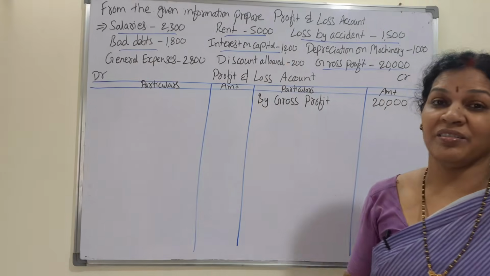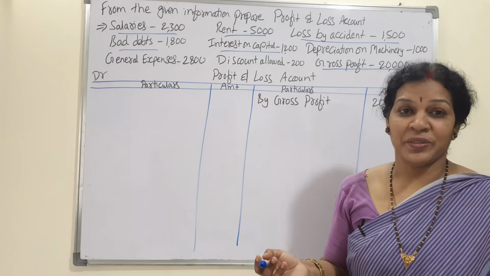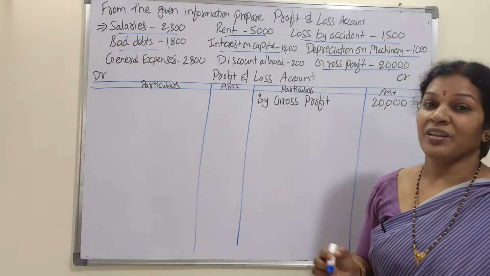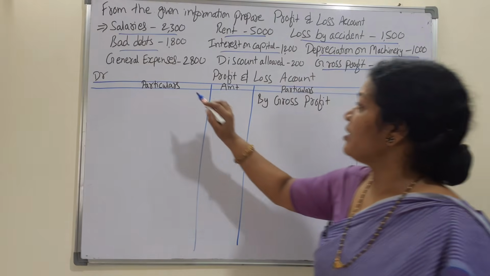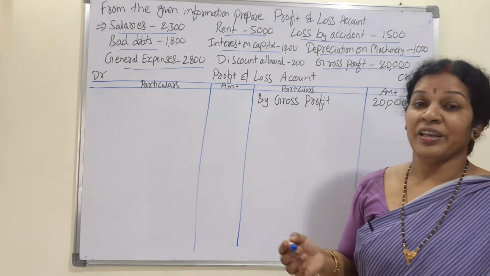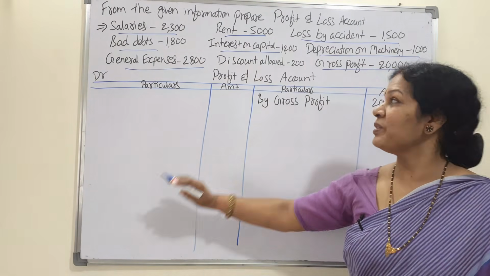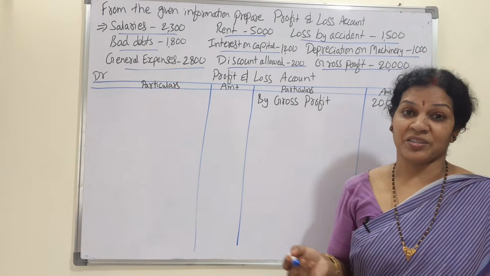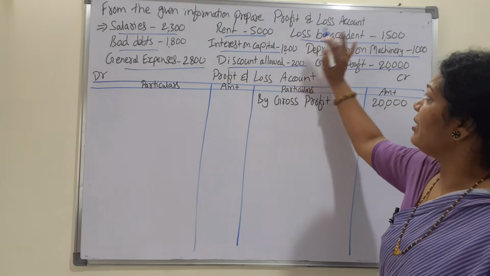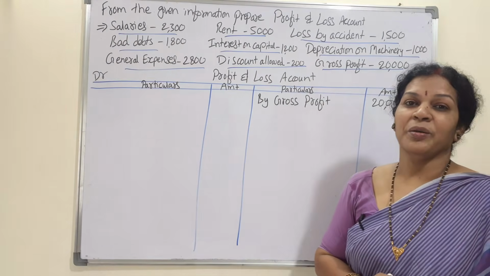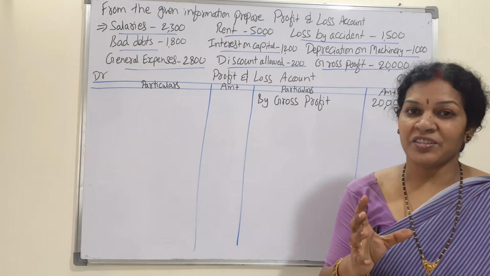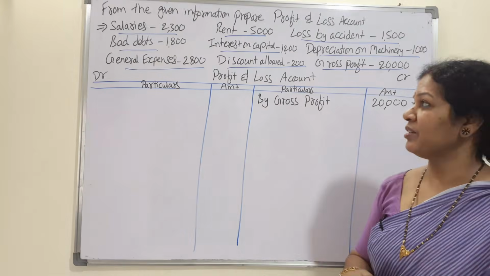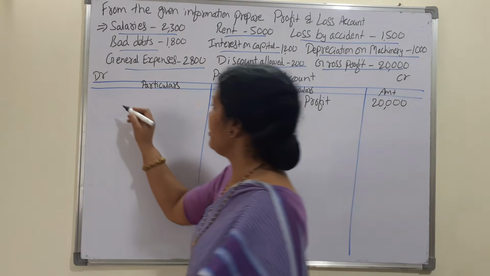Interest on capital, it's an expense. So that also comes on the debit side. Depreciation on machinery, loss. So it comes on the debit side. General expenses, debit side, indirect expenses. Discount allowed. Discount when we are allowing, it's a loss. So debit side. So everything comes on the debit side of the P&L account, because few transactions are indirect expenses, few transactions are losses. So anyway, it comes on the debit side. We'll write in each and every transaction here.